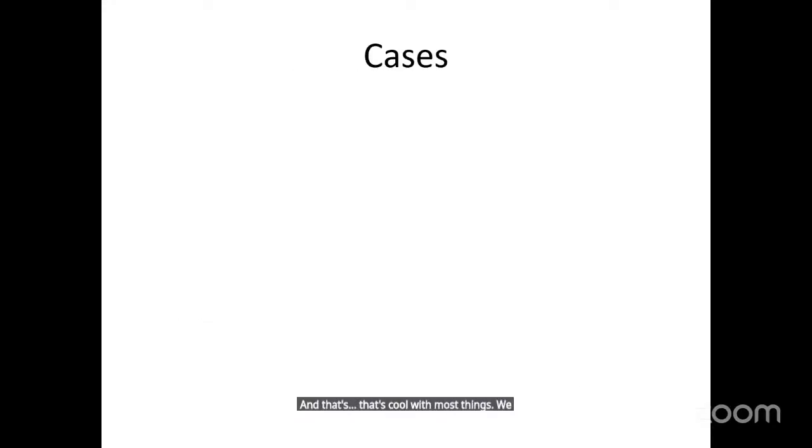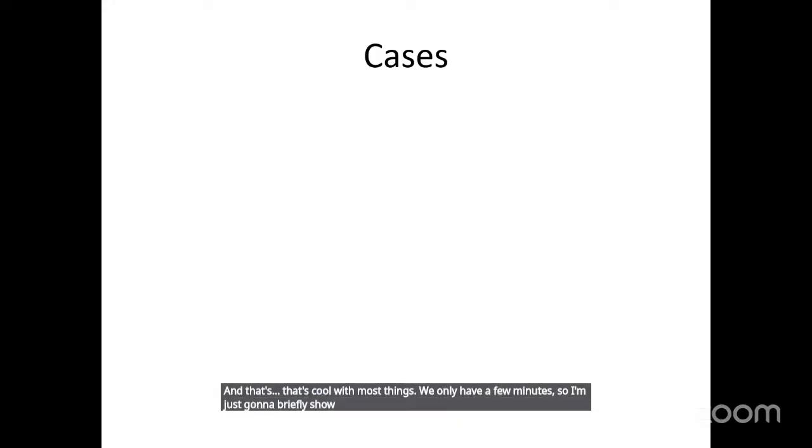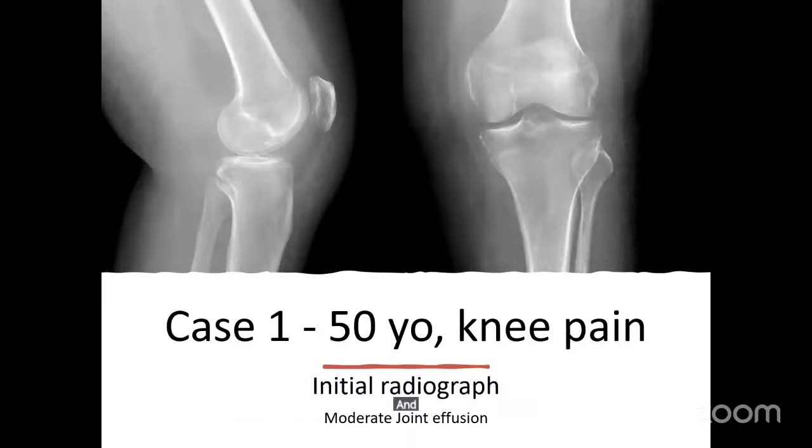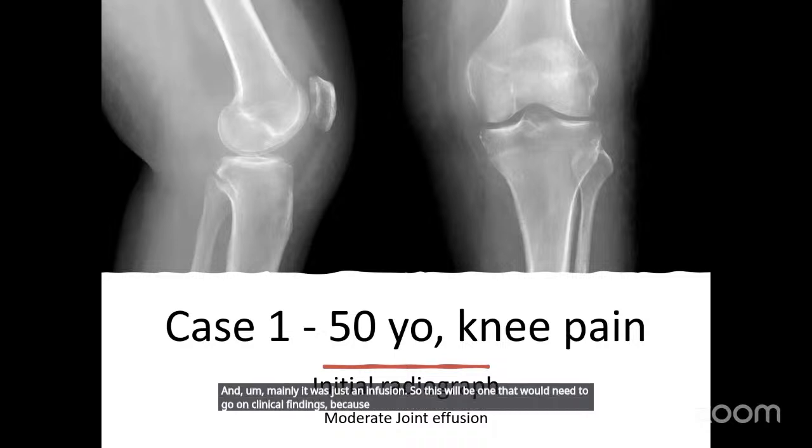We only have a few minutes, so I'm just going to briefly show you just a few cases, just so you kind of can see what some of this looked like in real time. This was a 50-year-old that had knee pain, and on this image there was an effusion. Not much to go on here. The joint space looks pretty good, and mainly it was just an effusion. So this will be one that would need to go on clinical findings, because if we just have this, we would say this was pretty nonspecific.